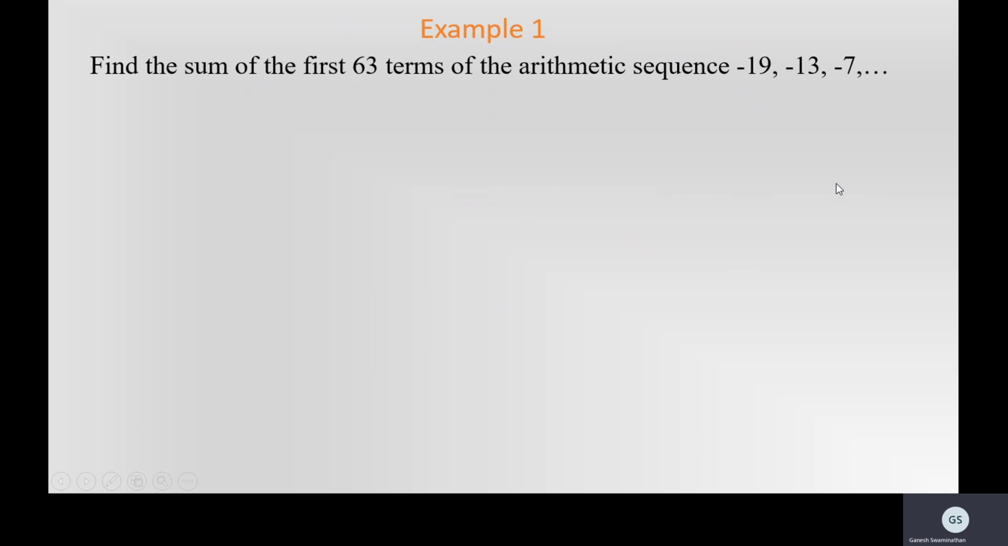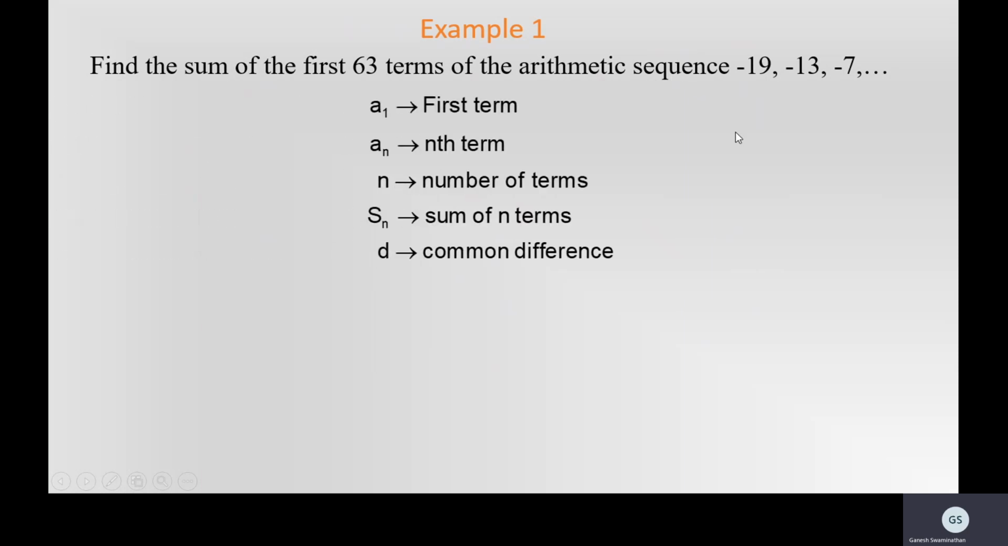The first example talks about calculating the sum of the first 63 terms of this particular arithmetic sequence. Yes. So as you can see, I have all the variables that I need to plug into my formula, which is Sn equals n by 2 times a1 plus an. Did you recognize that I do not have my nth term? Yes, that's what I'm going to do first.